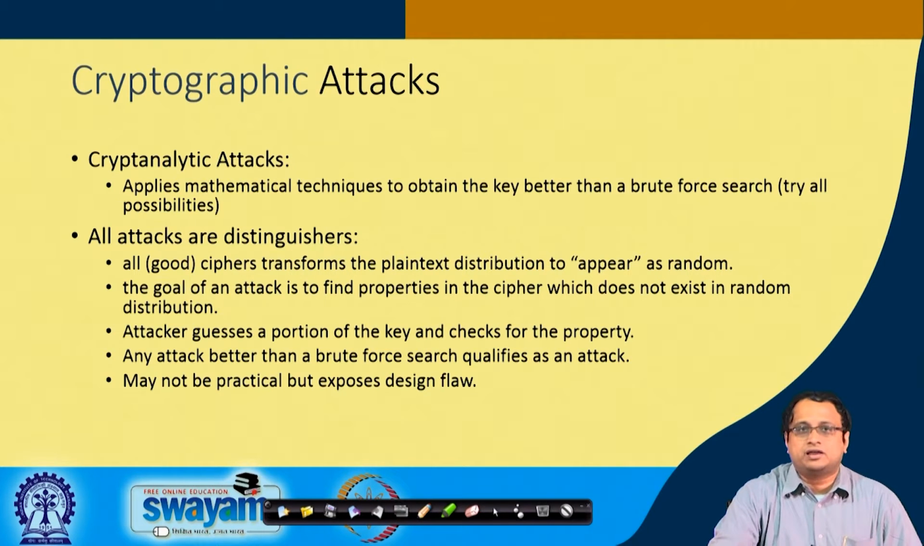So, the goal of an attack in general is to find properties in the cipher which do not exist in a random distribution. You may appreciate this fact: suppose you have a plain text size of say 128 bits and a key size of 128 bits. It is not possible for someone to evaluate all the possible mappings, because the mapping is huge. So, the attacker always tries to explore whether there is some property which the cipher still has, which makes it distinctly different from a random distribution.